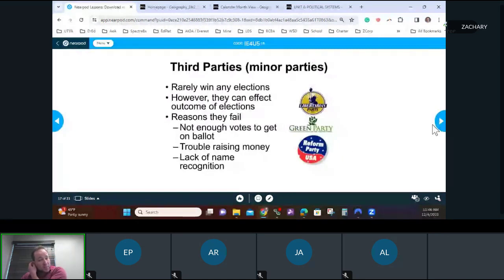Okay, we did talk a little bit about third parties. Here's some things about them. One, they rarely win any elections. However, they can affect the outcome of elections. And the reasons they fail are, one, there's not enough votes to get on the ballot. They also have trouble raising money, and they have a lack of name recognition.